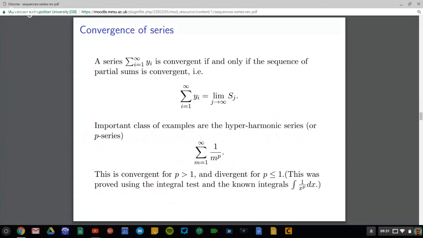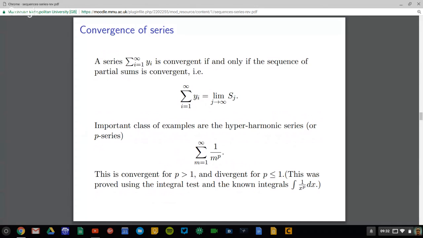To come down to ground a bit and say something concrete, one important class of series that we looked at were the so-called hyperharmonic series. These are the series where you're adding up the reciprocal of m to the power p, for some fixed value p, you're adding up all the quantities 1 over m to the power p, as m goes from 1 to infinity. And we found that this was a convergent series whenever p was strictly bigger than 1, and divergent whenever p was less than or equal to 1. This was justified using something called the integral test.